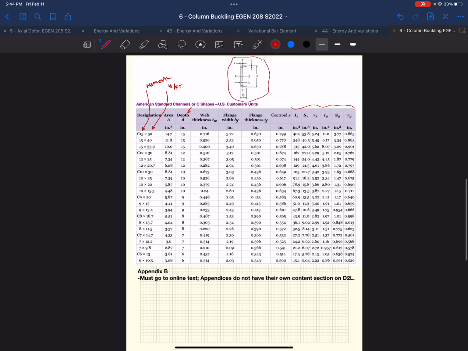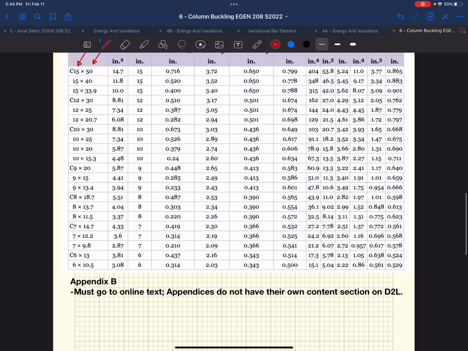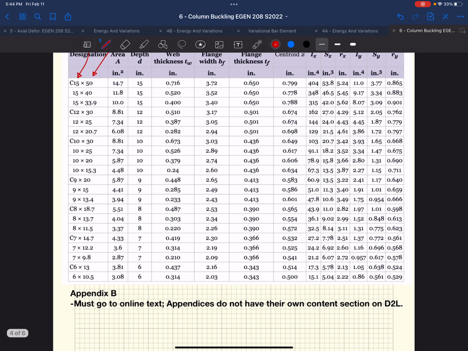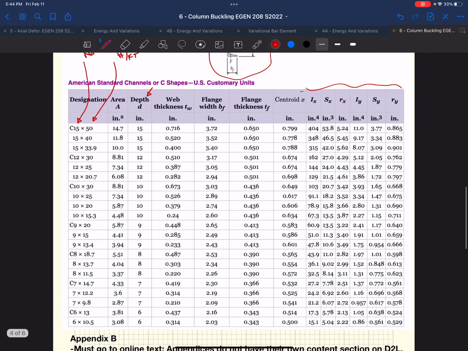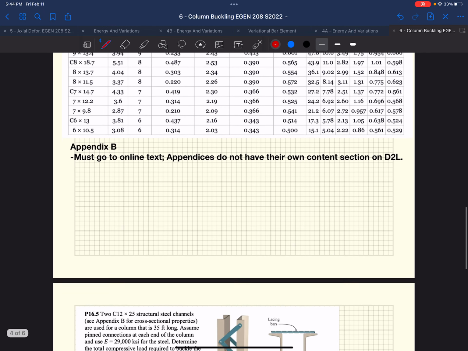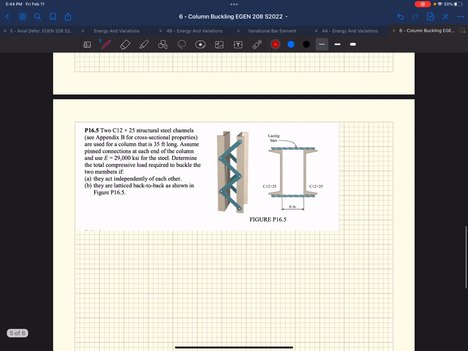So we can go online in the text in D2L and grab out of the appendices, and you can pick up essentially a sheet that associates with a given section. There are all different types of sections, but this is just an example of a C shape, or a channel.